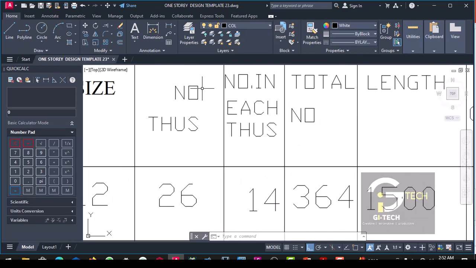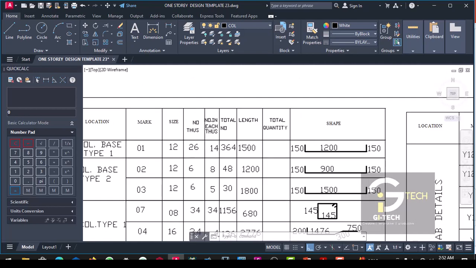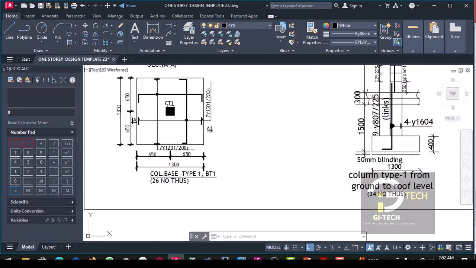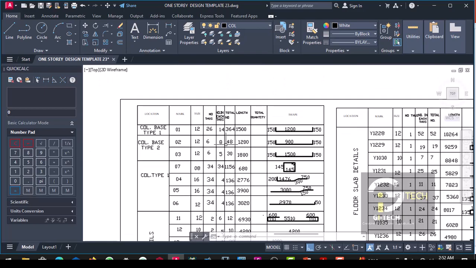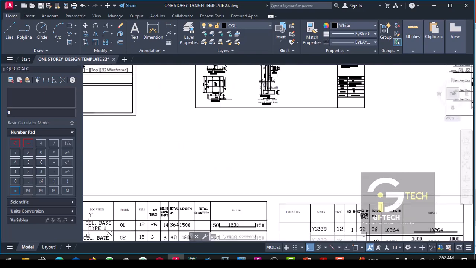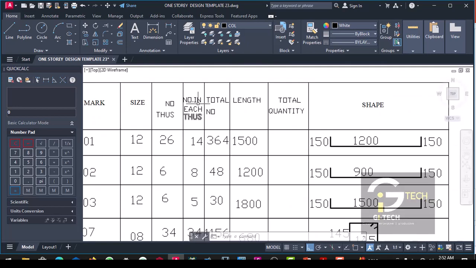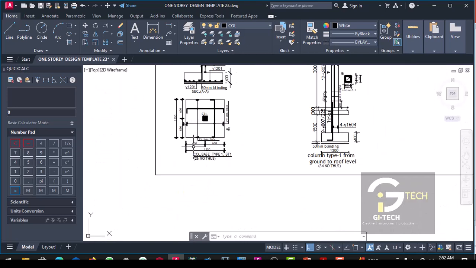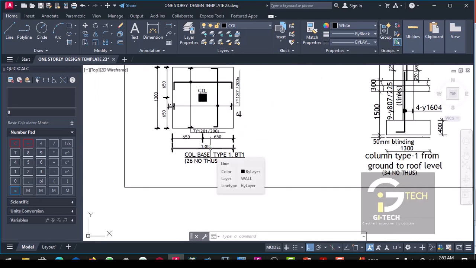Then the next one is number of doors. Now number of doors simply means the total number of this column base type 1 in the project. Then immediately after that we move to number in each door. Now number in each door simply means number in each of the column base type 1. Remember that we have about 26 of it.